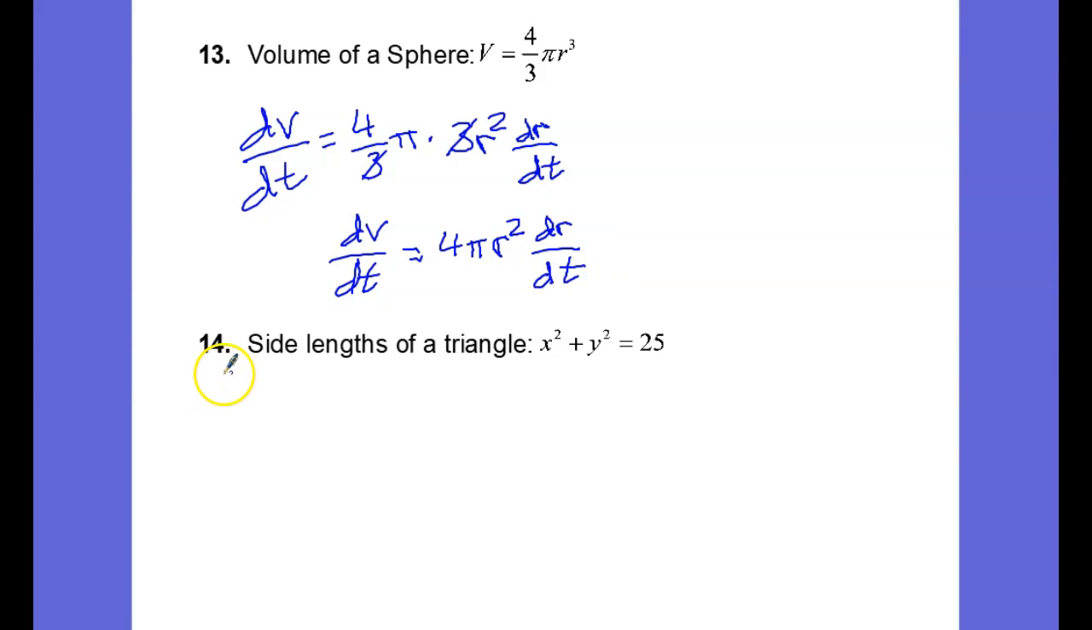In number 14, we have the side lengths of a triangle given by the Pythagorean theorem, x squared plus y squared equals 25. And we're going to differentiate both of these with respect to time. And so we have 2x times dx/dt plus 2y times dy/dt is equal to, and the derivative of 25 is 0.